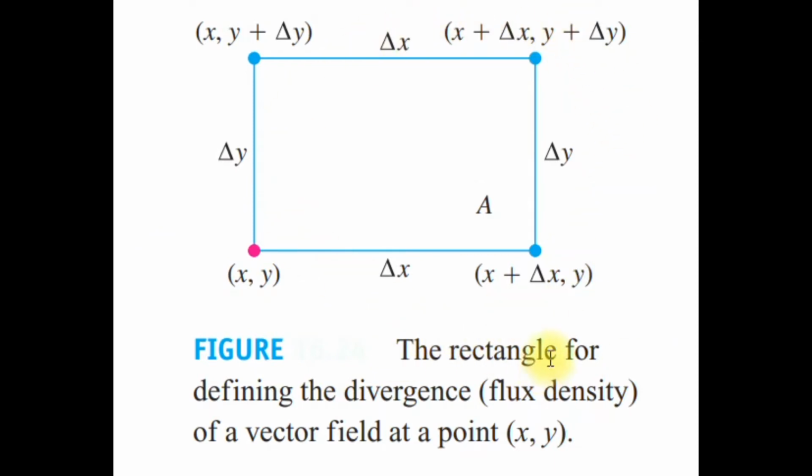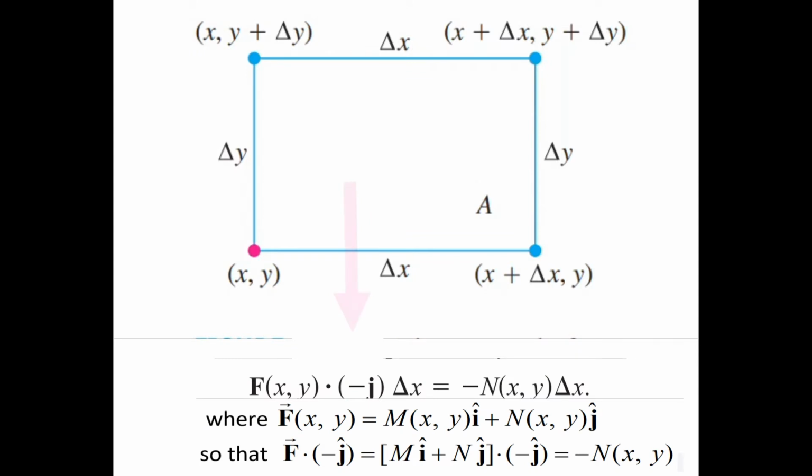The sides of the rectangle parallel to the coordinate axes have lengths delta x and delta y. Delta x is the length of the side parallel to the x-axis, and delta y is the length of the side parallel to the y-axis. The rate at which fluid leaves the rectangle across the bottom edge is approximately F(x,y) dot negative j delta x, which is equal to negative N(x,y) delta x.